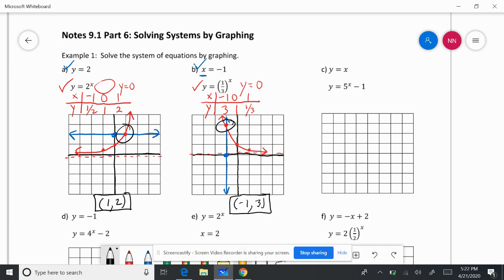Now, looking at the third example, I have a linear equation. Notice I don't have numbers. That means this is a 1x plus 0. So what that tells me is that my y-intercept is at 0, and my slope is 1. Meaning I'm going to plot a point at 0 because of the 0. And from this point, I'm going to go up 1, to the right 1. I'm going to do it again, up 1, to the right 1, to make sure my line is straight.